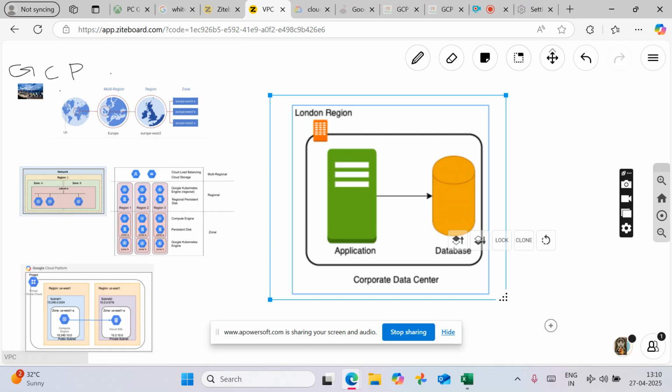Why do they need the servers? They want to store your data, process your data, and everything. I will go to the next one.